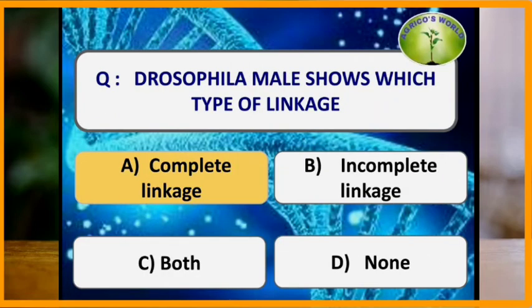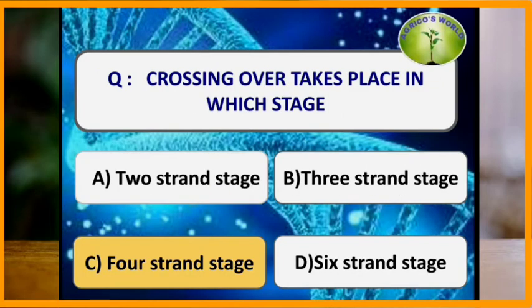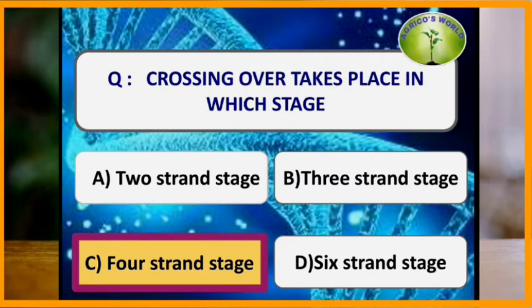The Drosophila male and the female silk moth show complete linkage, which means crossing over does not occur at all. In incomplete linkage, some crossing over occurs, and it is shown in Drosophila female. Crossing over takes place in the four-strand stage.